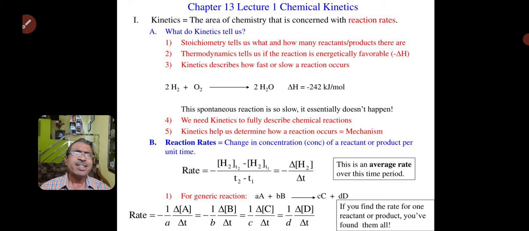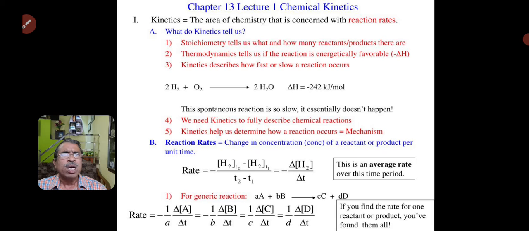This slide also gives whatever I have explained already. That is, kinetics means the area of chemistry that is concerned with reaction rates. What does kinetics tell us? It tells us about the stoichiometry, what and how many reactants or products there are.